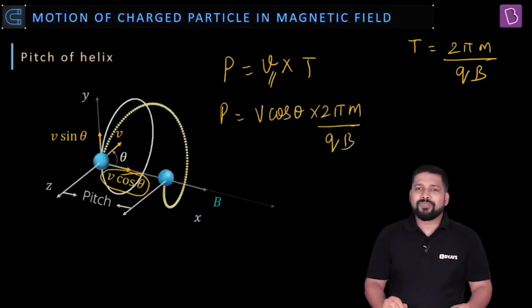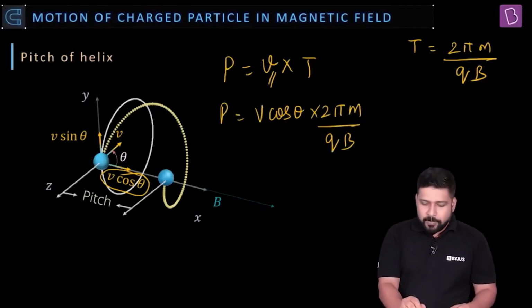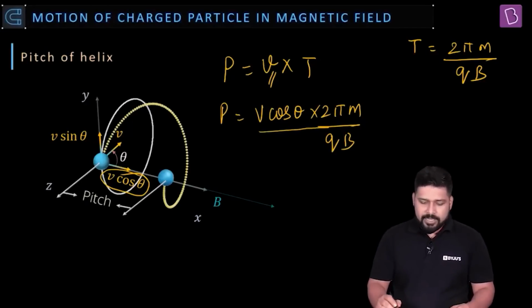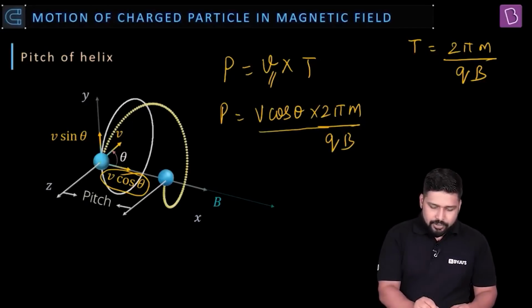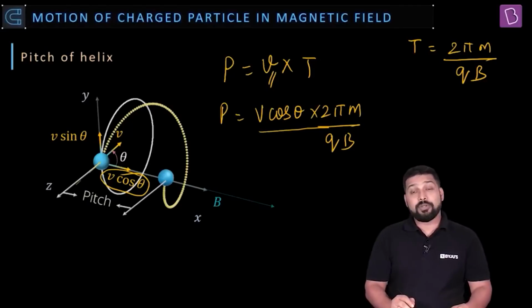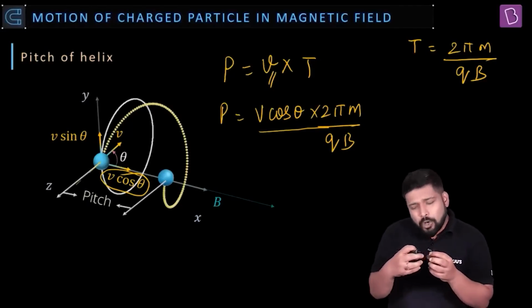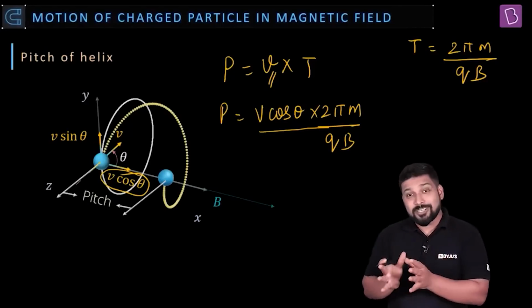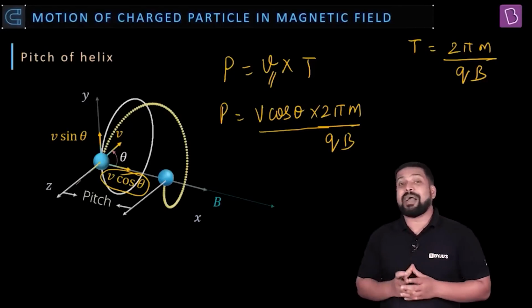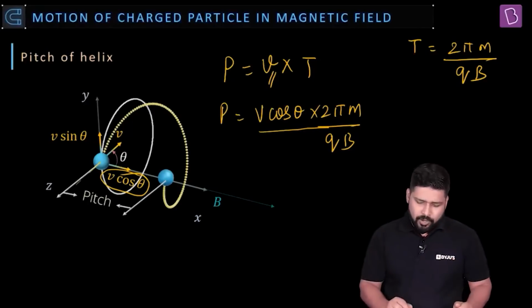No problem, right? So this will be the value of the pitch, which is 2 pi m v cos theta divided by qB, and this distance is called the pitch. You see, this is one time period. All right, the time taken to complete one circle, in that much time, how much does it move along the magnetic field? How much this charged particle moves along the magnetic field will give you the value of the pitch. As simple as that. All right.